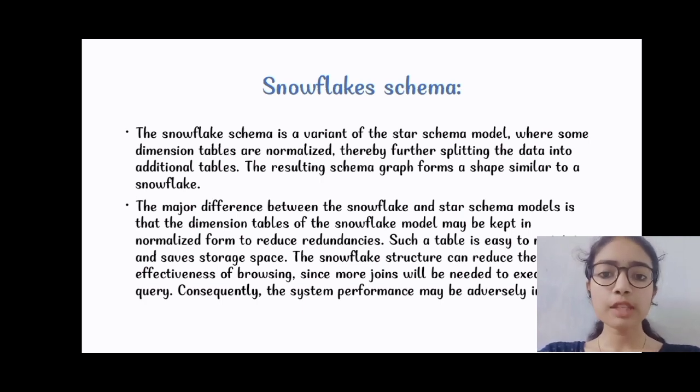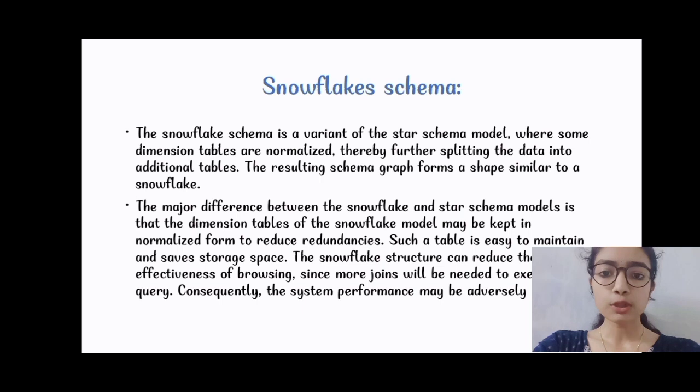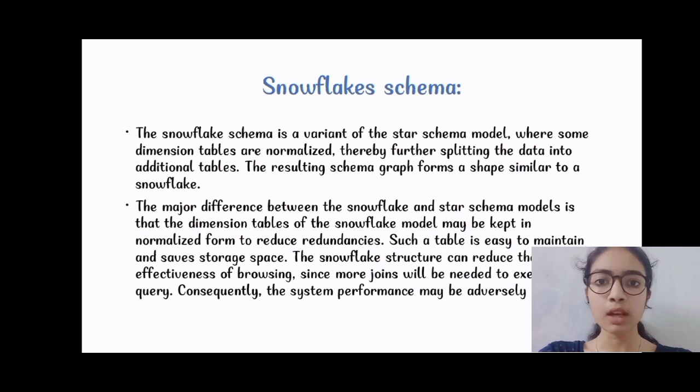The major difference between the snowflake and star schema models is that the dimension tables of the snowflake model may be kept in normalized form to reduce redundancies. Such a table is easy to maintain and saves storage space. The snowflake structure can reduce the effectiveness of browsing since more joins will be needed to execute a query. Consequently, the system performance may be adversely impacted. Hence, although the snowflake schema reduces redundancy, it is not as popular as the star schema in data warehouse design.